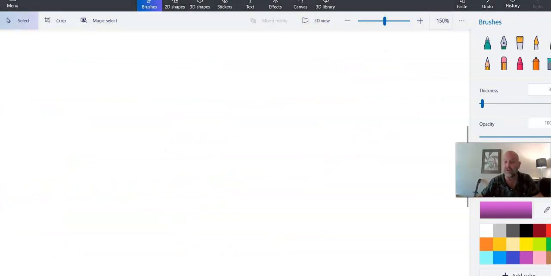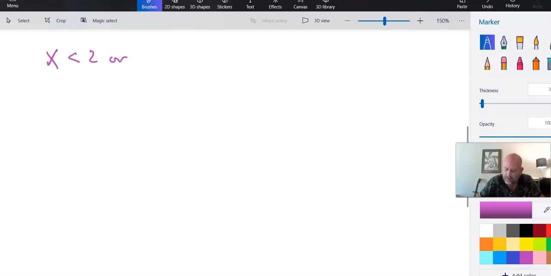Now, we want to take a look at a new type of statement and apply this new knowledge to that new type of statement also. Okay, so let's suppose we have what's called an OR statement. Let's say x is less than 2 or x is greater than or equal to 5. Now, what an OR statement means is that if either one of these is satisfied, then it's a solution.